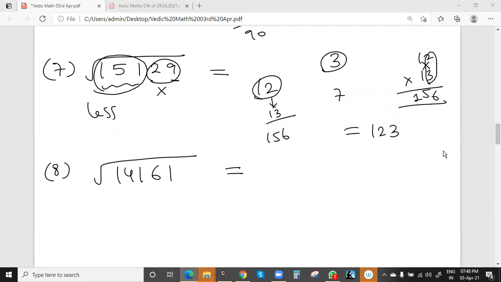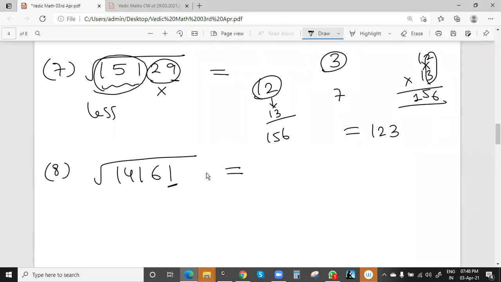How do you get 119? Because it ends with 1, the units place will be 1 or 9, because 1 square is 1 and 9 square is 81. And we ignore the last two digits. We'll focus on 141. 12 square is 144, so we'll take 11, because 11 square is less than 141.